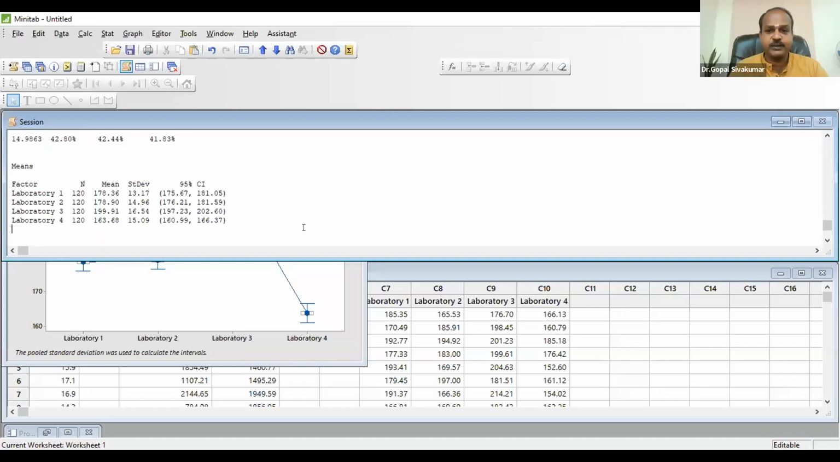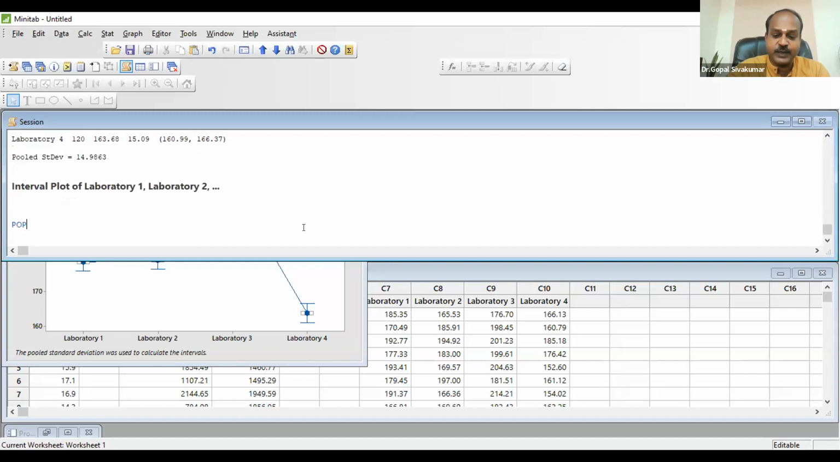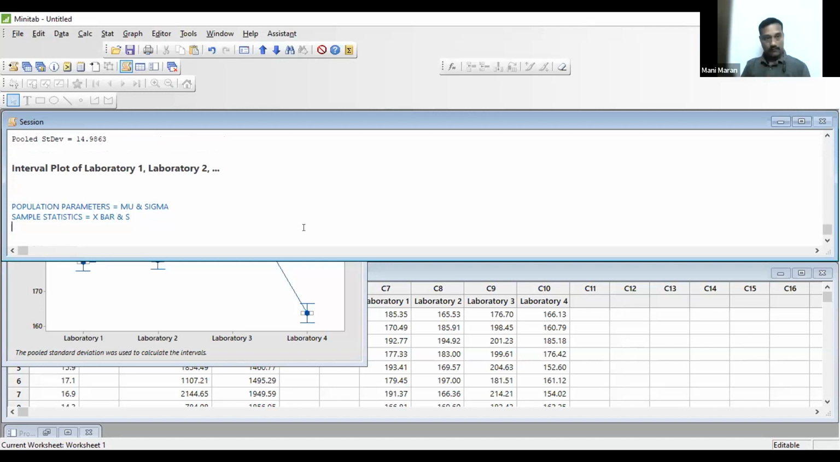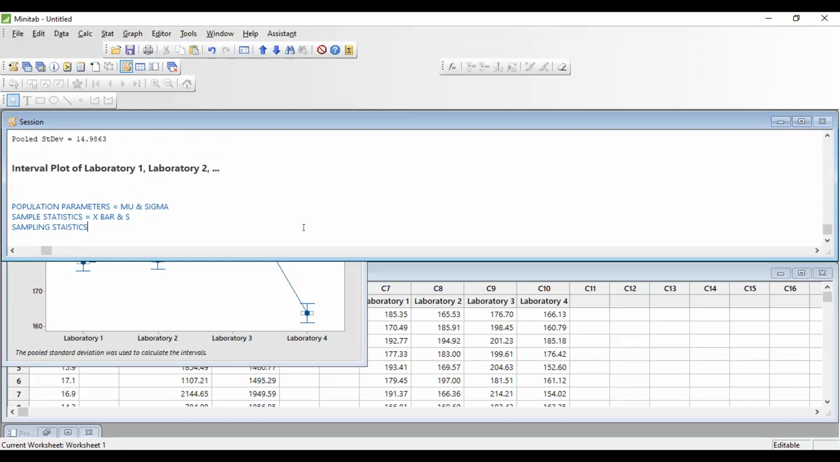So now I am taking you again to the Minitab screen. Now we have talked about certain things, population parameters, which are nothing but mu and sigma, right? Then sample statistics, X bar and capital S. Now, sampling statistics. What is sampling distribution? Distribution of subgroup averages.